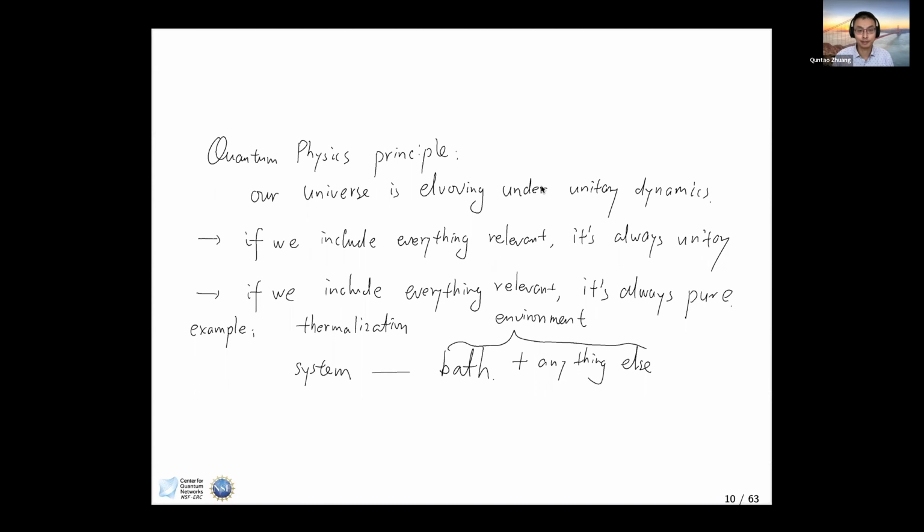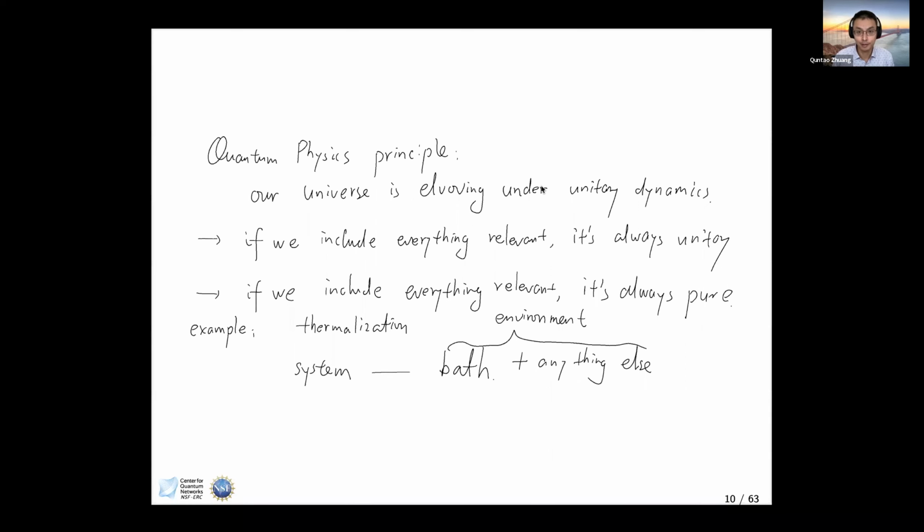Another thing is that we believe the whole universe is eventually a pure state, meaning that if you include everything relevant to your system, it can be described by a pure state. A thermal state at finite temperature, of course, is not a pure state, but you can include the environment in the system. Then overall, it is going to be described by a pure state. So these are the general principles.